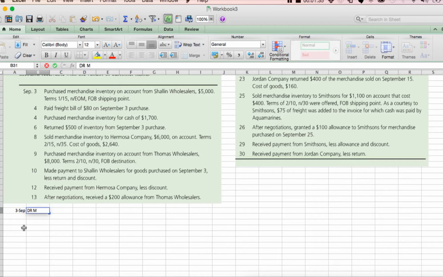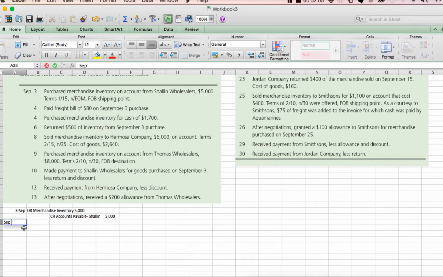So that's going to be a debit to merchandise inventory for $5,000 and a credit to accounts payable. We will label that Shallon, and that's $5,000. Okay, so that takes care of our September 3rd entry.